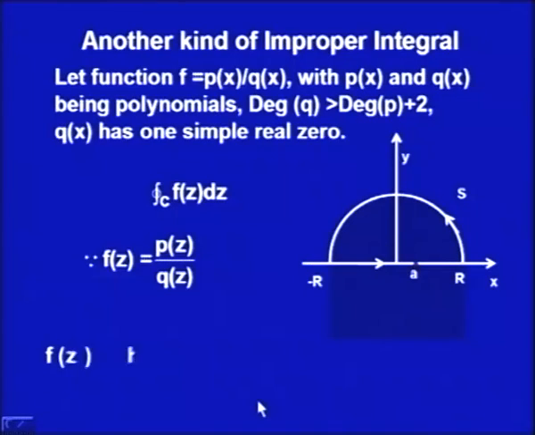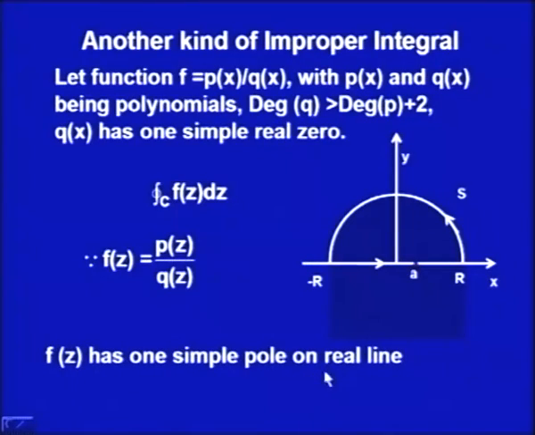What we could do is, if f has one simple pole on the real line, let us see how we are going to do it. Before doing it, let us see how we are going to evaluate this integral. Before that, there is one result which we would like to have.